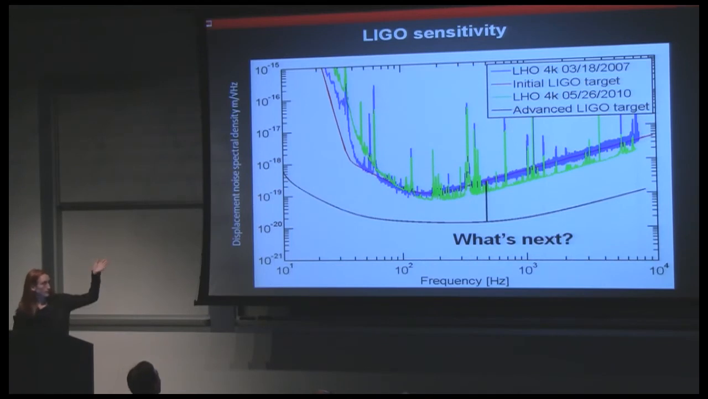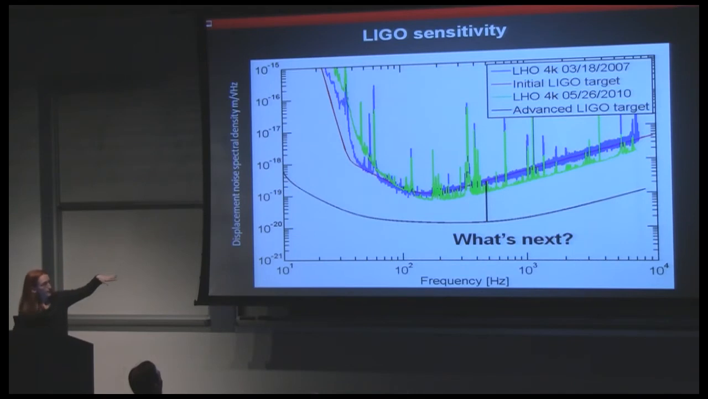So for enhanced LIGO, the quantum noise limited sensitivity was increased by turning up the laser power, which is the standard way to reduce the shot noise. Advanced LIGO is going to turn up the laser power even further. Right now, we're in the time between enhanced LIGO and advanced LIGO, so the detectors have been taken apart and they're being upgraded.